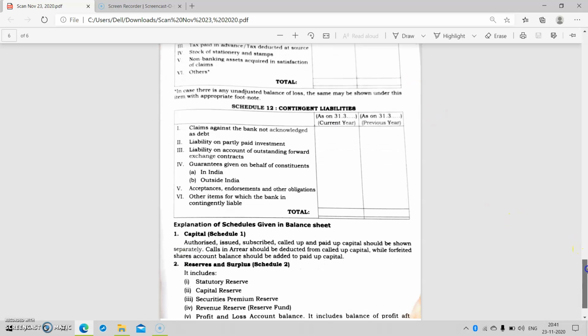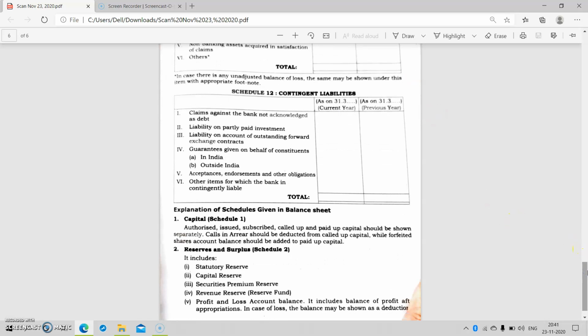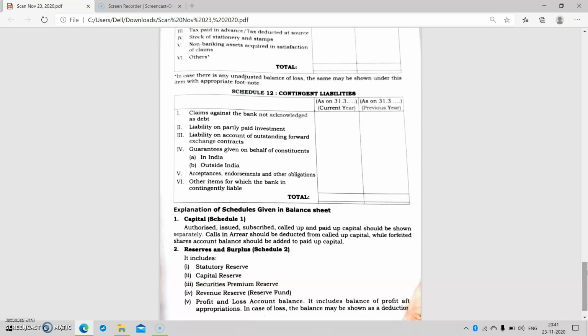And now it's the contingent liabilities, like those liabilities which may arise in the future, like claims against bank not acknowledged as debt. So they are just claims until and unless the bank acknowledges that, it remains to be a claim. It's not a debt. So it will be treated as a contingent liability. Liability on partly paid investment, like any other company, the partly paid investments are contingent liabilities until it is fully paid up. Liability on account of outstanding forward exchange contracts.